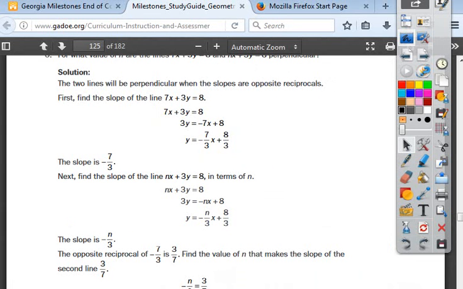Where does the slope come from in the equation? If I'm looking at this equation right here, where does the slope come from? The negative 7/3. That part right there. Whatever's in front of the x is your slope. When you make it y equals something, there's your slope.